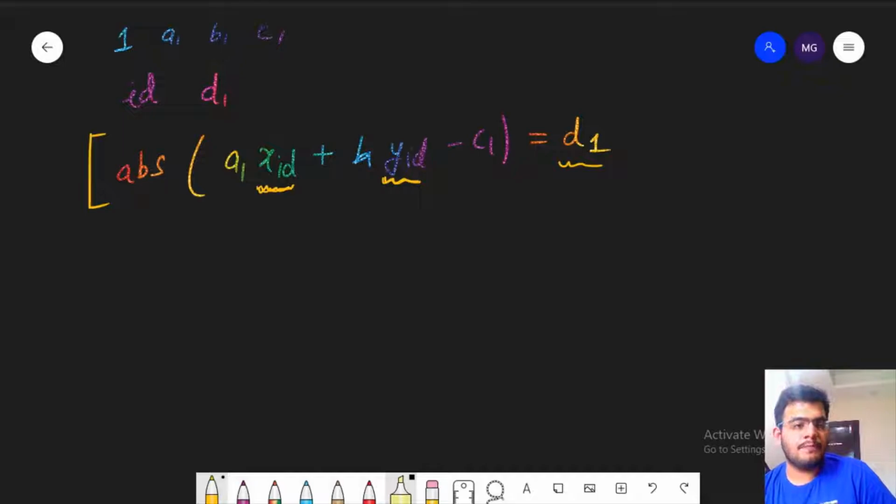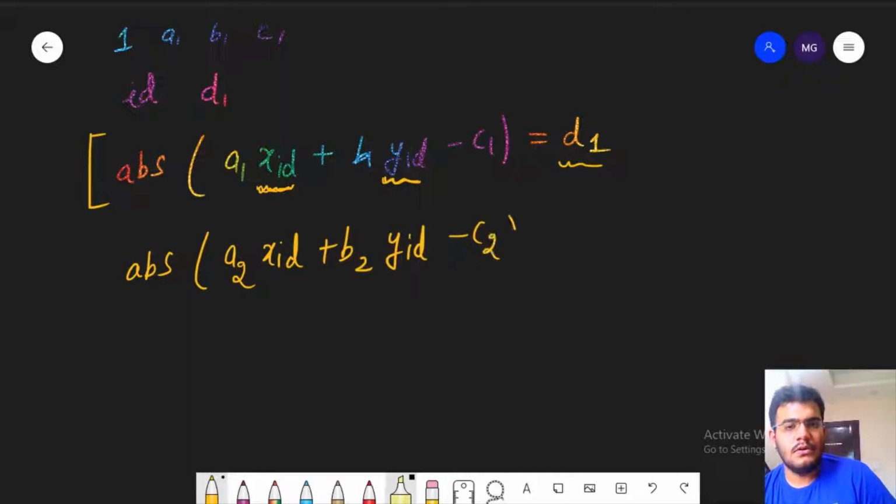So suppose that we again apply the query of the first type, now with different values of a, b and c. So suppose that we apply the query with the values a2, b2 and c2. So again we have the absolute value of a2 times xid plus b2 times yid minus c2, and it is equal to d2.